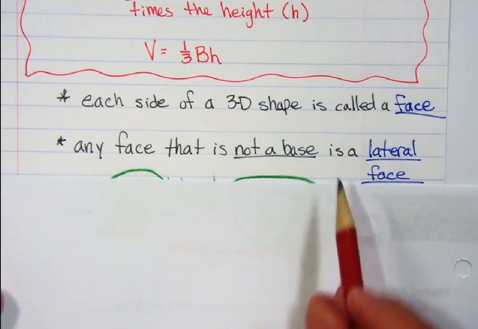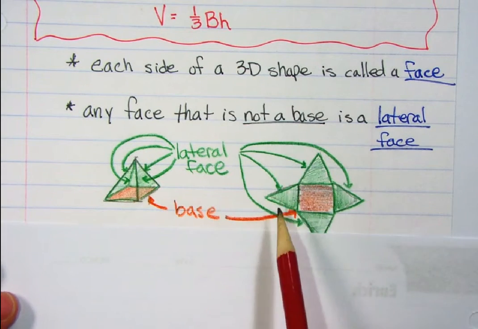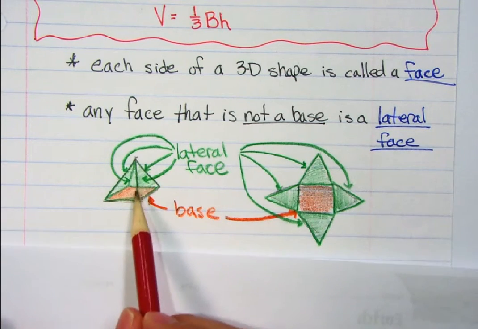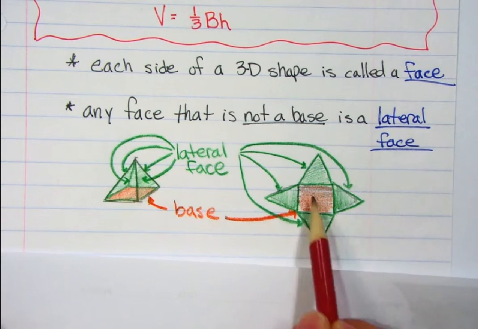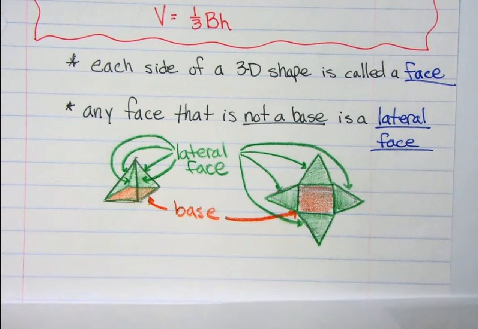Anyway, like I mentioned before, anything that's not the base is considered a lateral face. So if you ever hear me say that, you know what I'm talking about. What I did is I took the shape and cut it down the lines, and you could see the base on the bottom, and then the 4 other sides are called lateral faces.